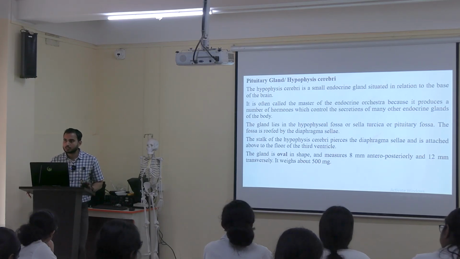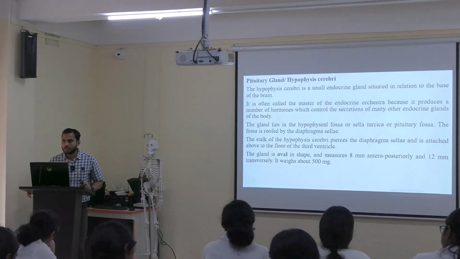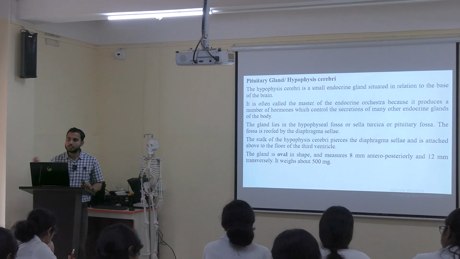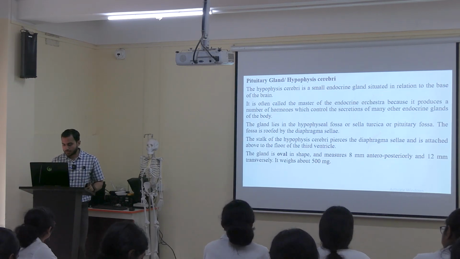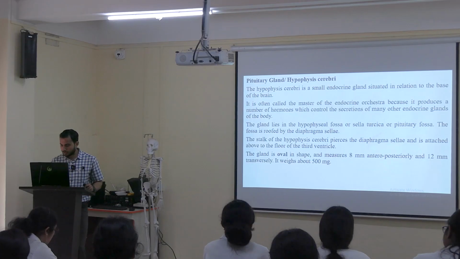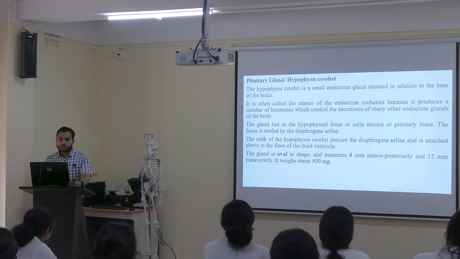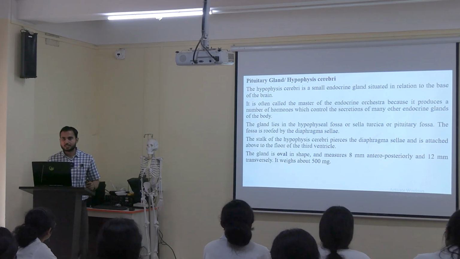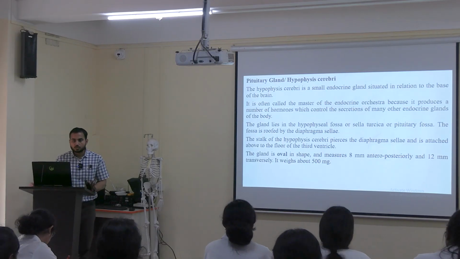Okay, for that you have to understand the portal circulation first, and how the blood is flowing in the pituitary gland. Regarding the pituitary gland, we will discuss in detail in the gross lecture, but now just a brief introduction. So what is the other name of the pituitary gland? It is also called Hypophysis cerebri. Okay, so it is a small endocrine gland.